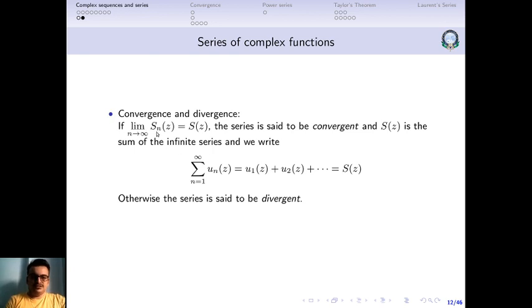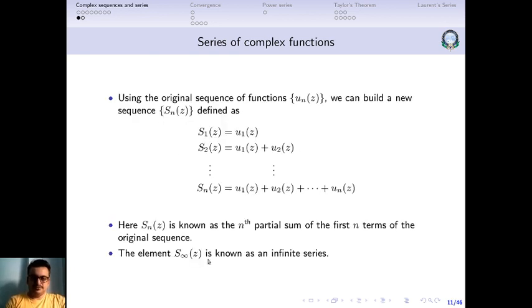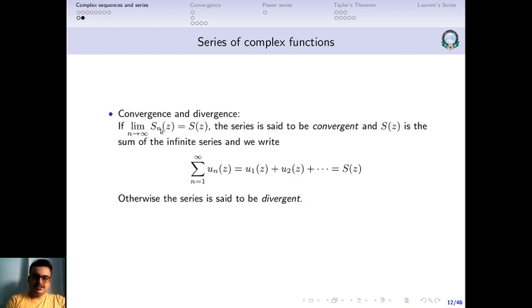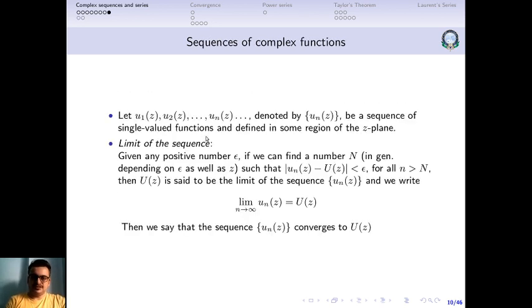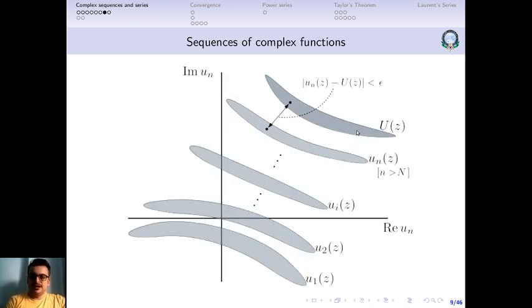Suppose I have this partial sum S_n. If I take the limit as n tends to infinity and this is equal to S of z, then we say that the series is convergent, and S of z is the sum of the infinite series. It is the same definition of convergence that we have seen before, the limit that way. In that case, capital U was the limit of the original sequence u_n of z.